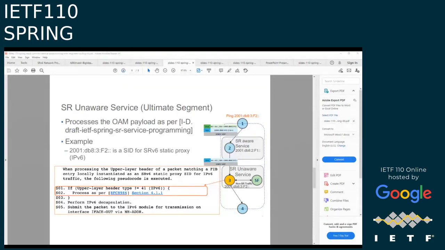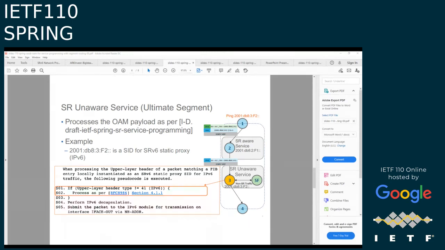Now we are pinging the service which is instantiated at node 3, and the ultimate segment is SR unaware. In the previous slide, we took the same example, but we went to the transit node where the SR aware service was transit, and we said that it's going to skip the processing of the service and forward the packet toward the next endpoint. Now that endpoint is node number 3.